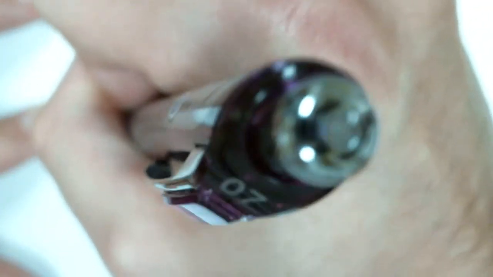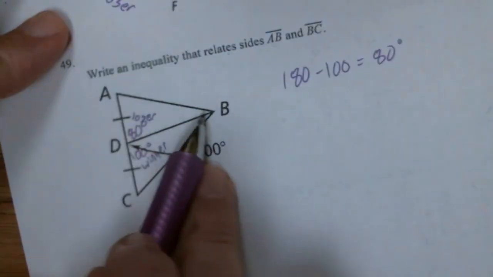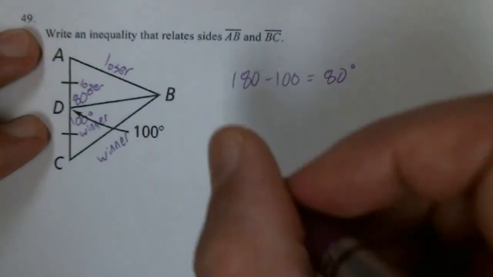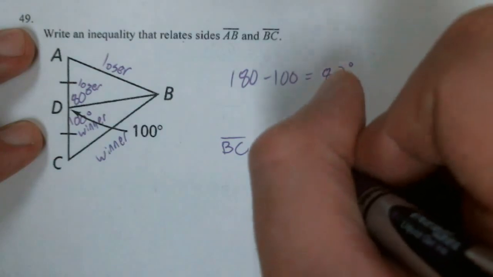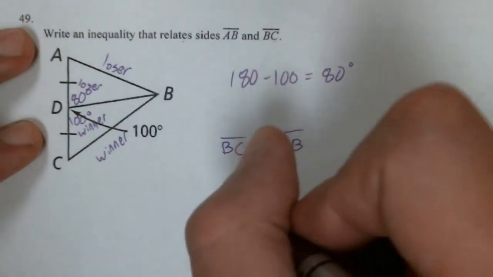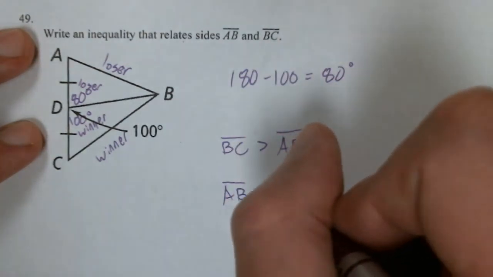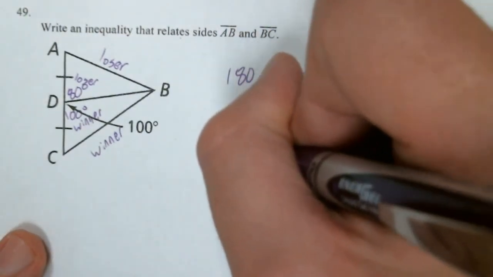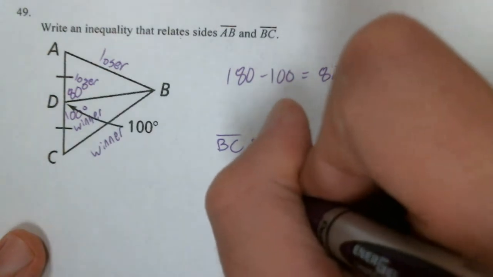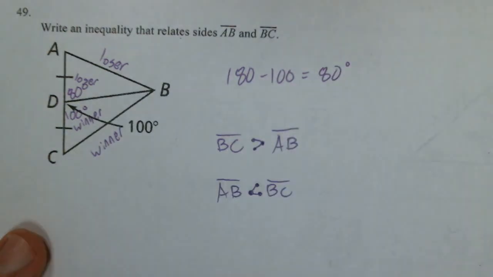The 100 is the winner. The 80 is the loser. So the 80's opposite side, AB, is going to be the loser. The winner's opposite side, CB, that's going to be the winning side. So that means CB, or BC, doesn't matter the order, it's got to be greater than the loser, AB. Or you could rearrange this and say AB is less than BC. Of course, either of those inequalities works. 2 dots is more than 1 dot.